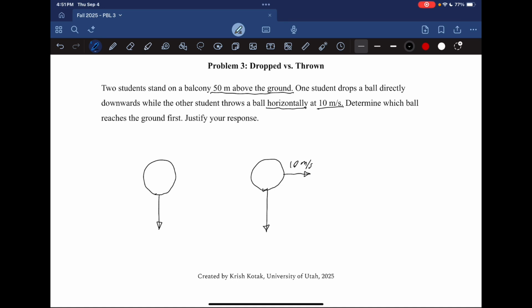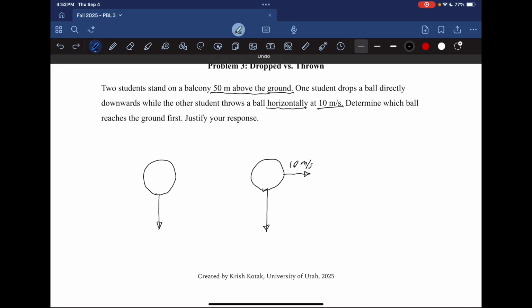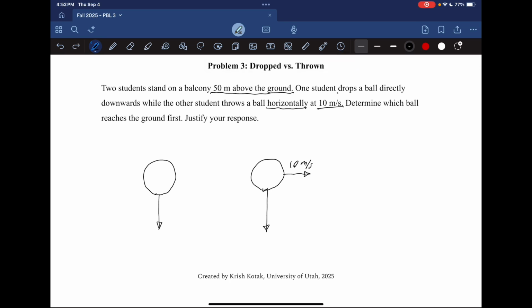Both balls are going to actually reach the ground at the same time. The reason is that this velocity vector of 10 meters per second in the horizontal direction does not have any effect on the vertical velocity vector here.